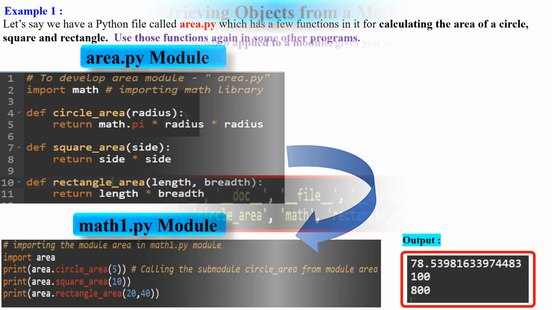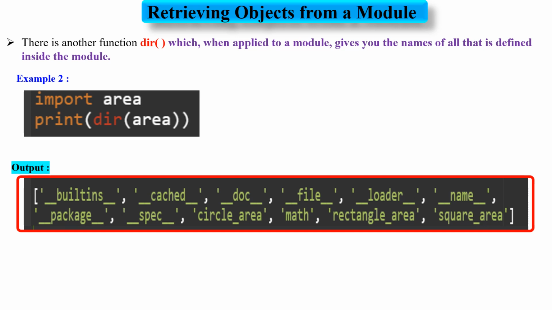Retrieving objects from a module. There is another function, dir, which, when applied to a module, gives you the names of all that is defined inside the module. Let's see an example. When you pass an object as an argument to dir, it lists the attributes and methods available for that object. Here, area is passed as an object argument to the dir function.